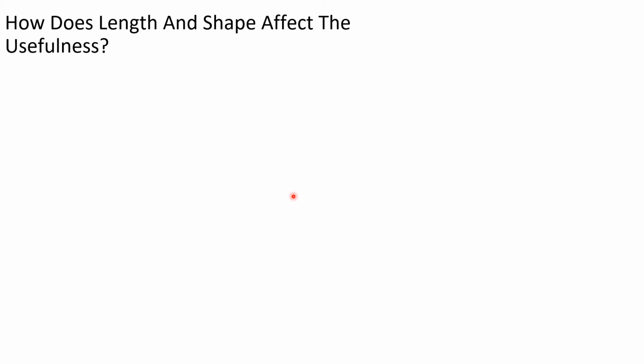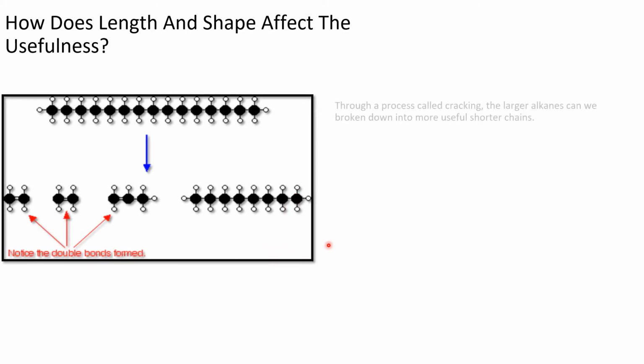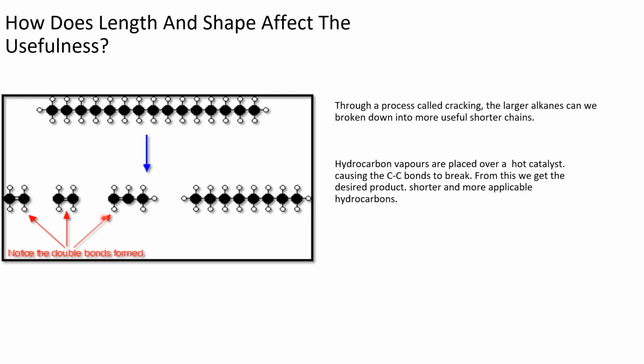So how does the length and shape affect the usefulness? When we have a long chain, we can use a process called cracking, and this will basically break down the longer chains into shorter chains. The shorter chains are more useful.